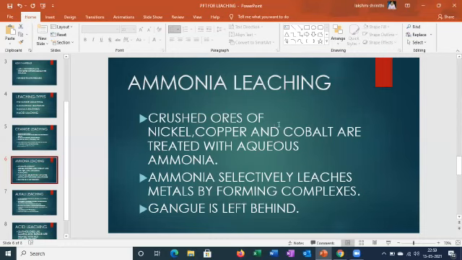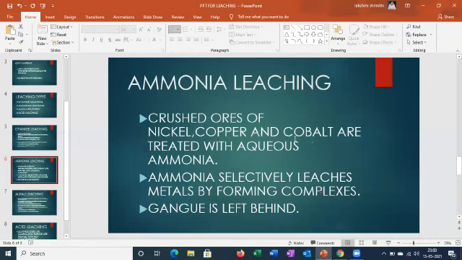When I do this, as we saw in the earlier slide, it forms soluble complexes like [Ni(NH3)4]2+ and [Cu(NH3)4]2+. It selectively leaches the metals alone. It takes up the nickel, the copper, and the cobalt, and forms soluble complexes, and the gangue is left behind. At most, the gangue will be either iron(III) oxide or iron(III) hydroxide. Such particles are insoluble and remain in the water. So the same principle applies to ammonia leaching too.